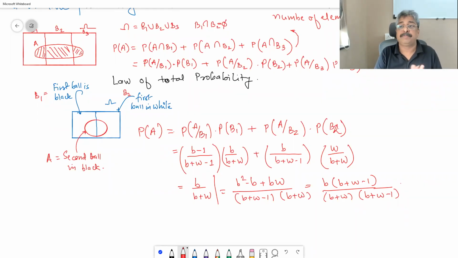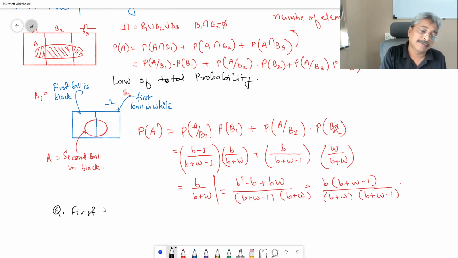Next level of the problem is you are taking out one ball and throwing it without looking at it. You are taking out a second ball, throwing it without looking at it. Two balls are thrown just like that. What is the probability that the third ball is black? Next question.